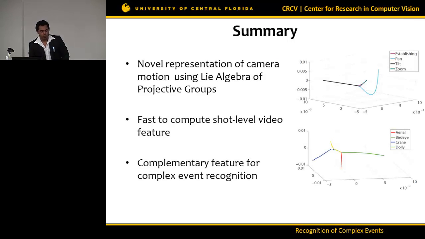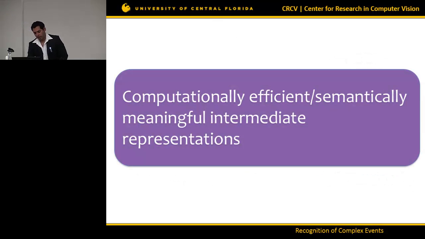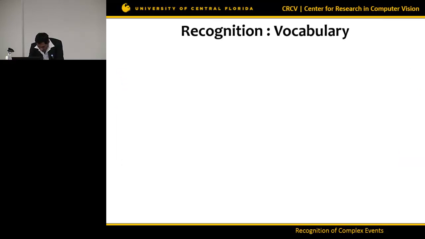As a summary, for this approach, we came up with a novel Lie algebra-based representation of camera motion, which could be used as a shot-level descriptor, and it can also be used as a complementary feature along with other features for complex event recognition. Having said that, now we move to the next topic, which is building a computationally efficient and semantically meaningful intermediate representation on top of these features, which will then be applied to classifiers.